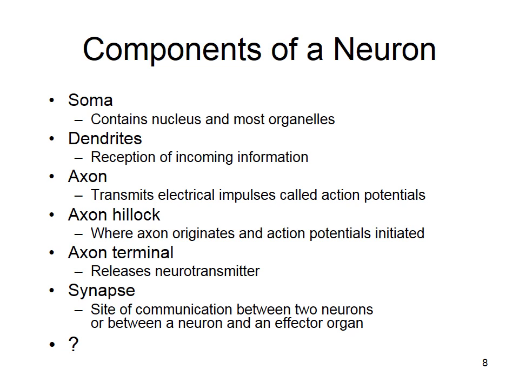Okay, so here in words, we have the major components of a neuron you need to know and their roles. So the soma is the cell body. It's where the nucleus and organelles are. Dendrites receive incoming information. Axons are transmitting that action potential. Axon hillock is signal integration. It's where action potentials are initiated if they're going to occur. Axon terminal releases neurotransmitter, and the synapse is the space between the axon terminal of the presynaptic neuron and the dendrite or the soma of the postsynaptic neuron.